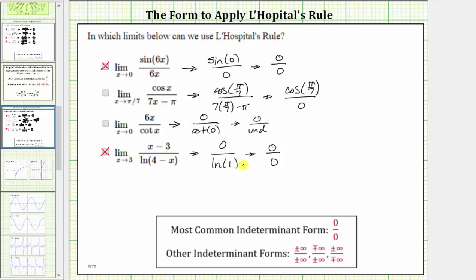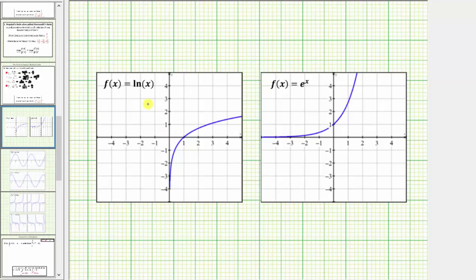If we look at the graph of the basic natural log function, we can verify natural log 1 equals 0. Here's a graph of f of x equals natural log x. Notice when the input or x value is 1, the function value is 0.